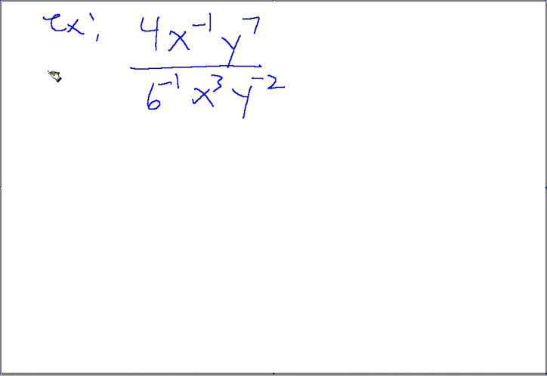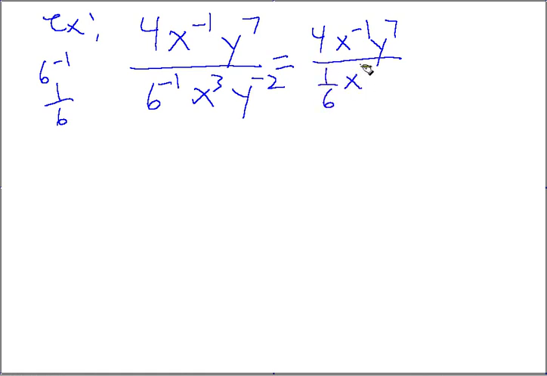So, let's look at that. 6 to the negative 1, that's what? That's 1 over 6, right? Again, bump it down, make it positive 6. This is 6 to the first power, right? I left off the first power here. So 6 to the negative 1 is actually 1/6, all right? So this problem, if you will, boils down to 4x to the negative 1, y to the 7th, over 1/6, x cubed, y to the negative 2. All right? Let me start simplifying the numbers first. I'll work with the exponents in a little bit.